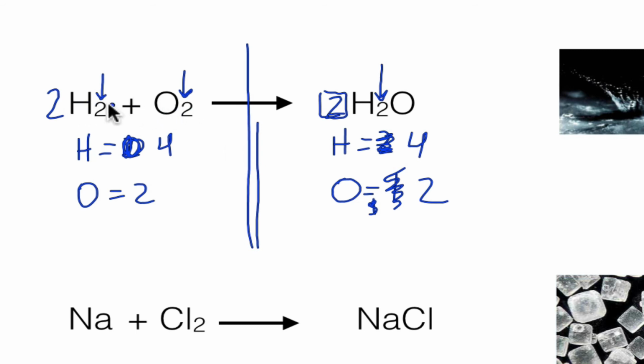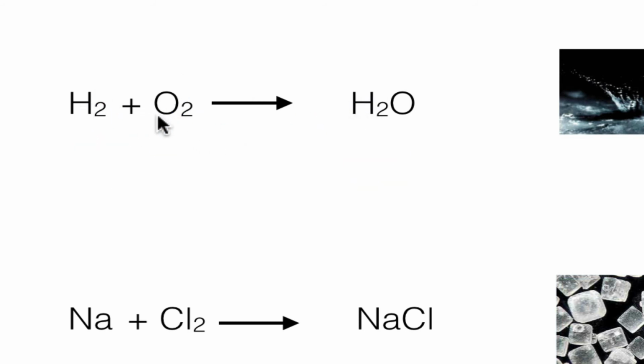You've accounted for everything going into it. We have 4 hydrogens, and then on the other side we have 4 hydrogens as well. We have 2 oxygens going into that reaction, and we've accounted for it on the other side.